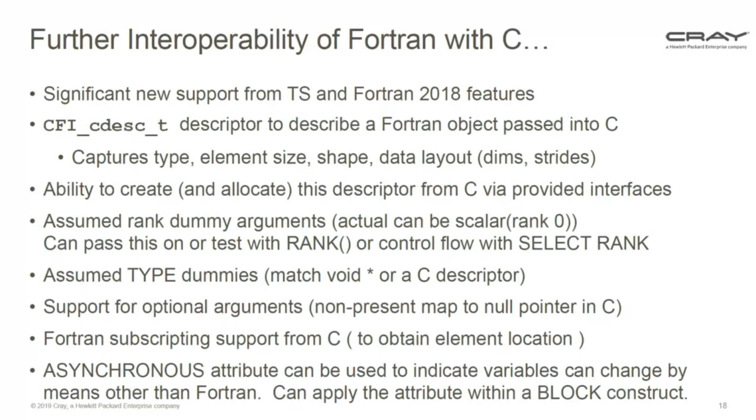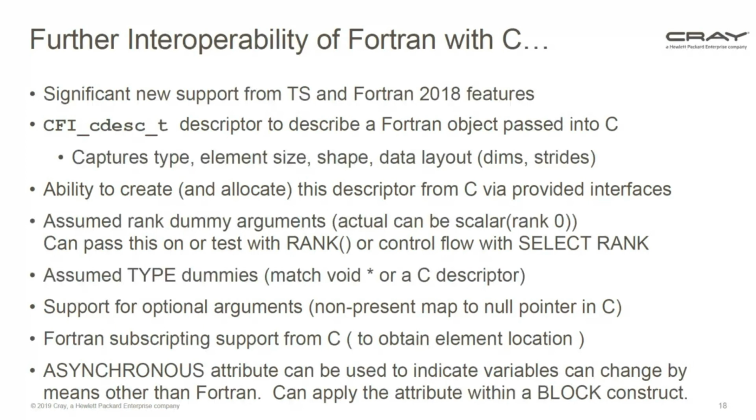Similarly, it's nice if you can pass any type as an actual argument and declare that in the dummy argument. So this avoids you having to write interfaces to C where you write a routine for every single possible type of the actual argument. Support for optional arguments as well. So traditionally there was no way to say, when you had an interface to C, that some of those Fortran arguments were optional. Now the way that's handled is that if an argument's missing, it maps to a null pointer. And of course, this can't be a value argument. It has to be one passed by reference, but that's really not a big deal. You can also allow C to use Fortran subscript expressions. So there's a helper routine that helps you do that.